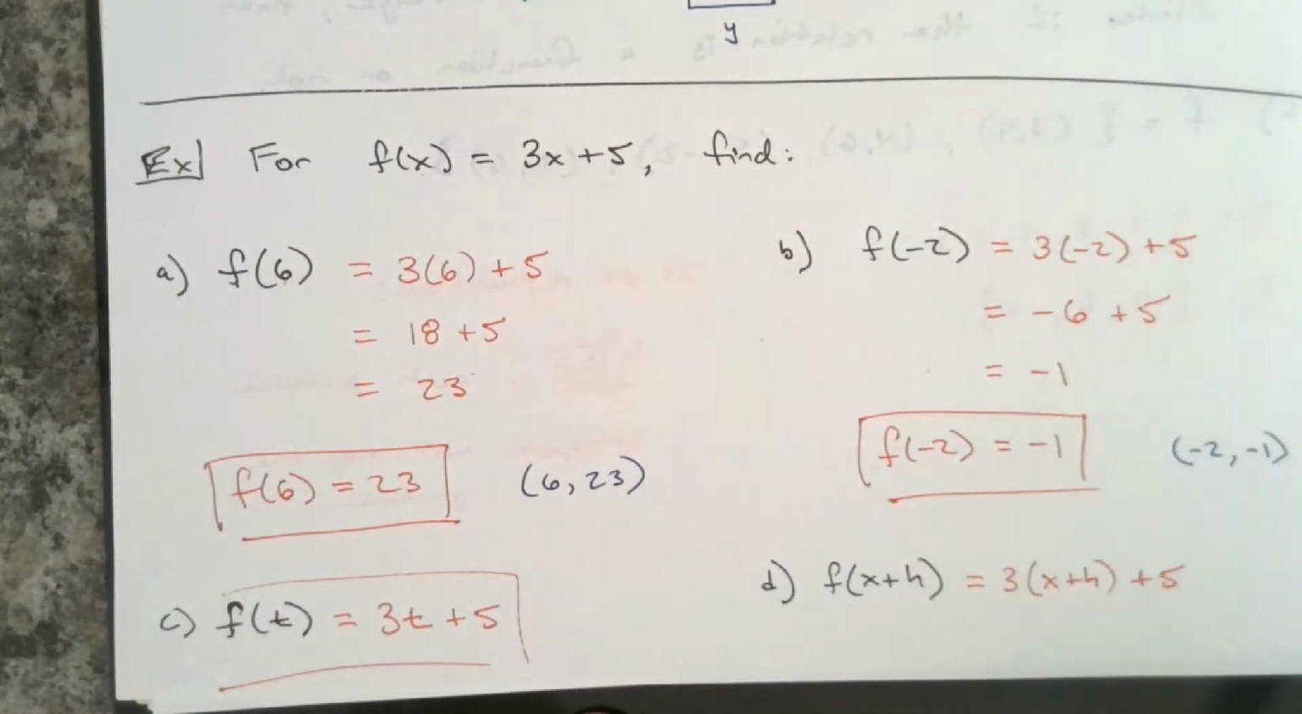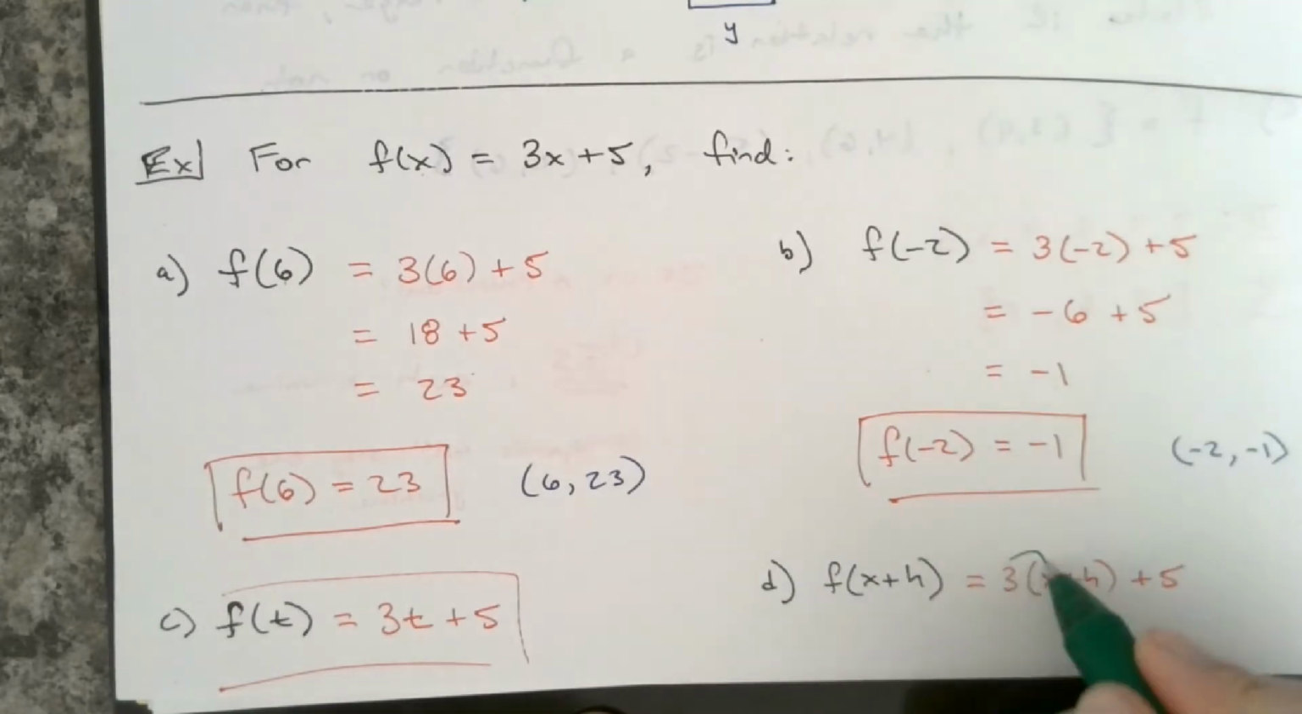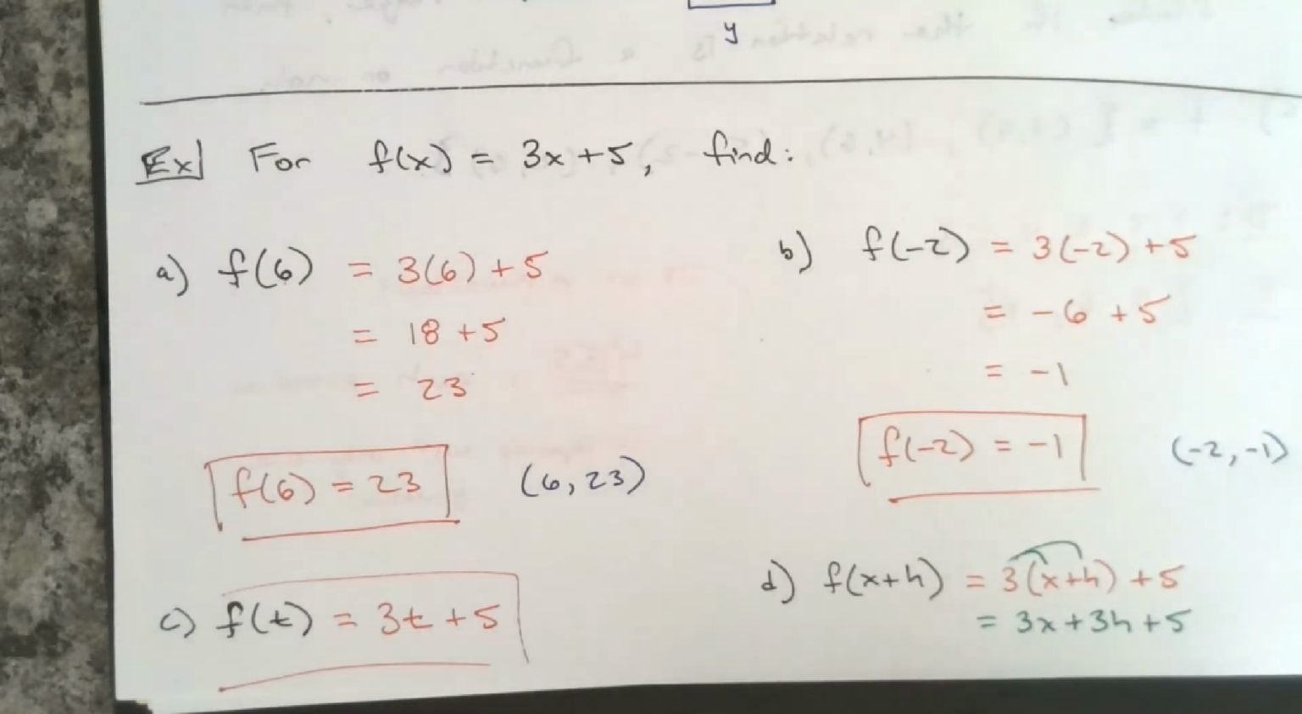And then what you want to do is distribute this 3 through the parentheses. So you end up with, it's equal to 3x plus 3h plus 5. So f of x plus h is equal to 3x plus 3h plus 5. So you know, if you have variables, you're substituting them in. You don't think of this as an ordered pair like we did in the first two examples. But really it's just a way of defining the function in terms of other variables.